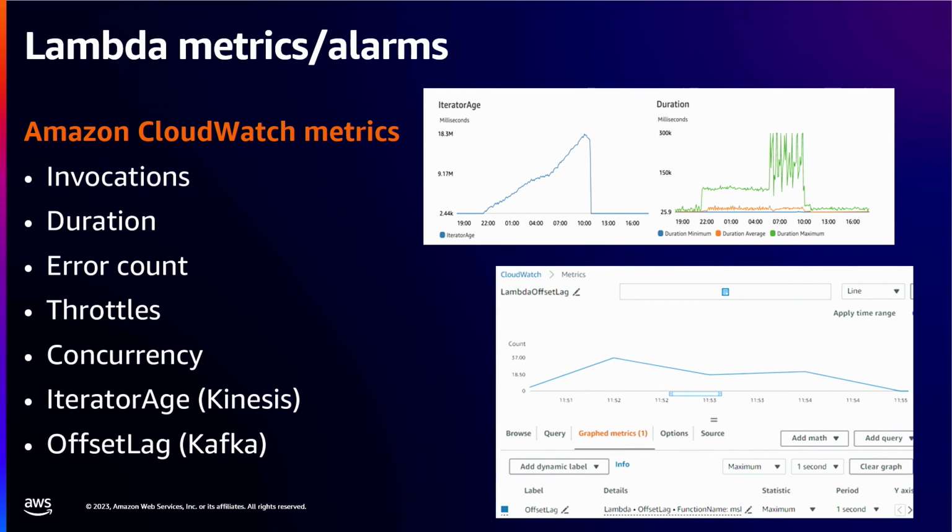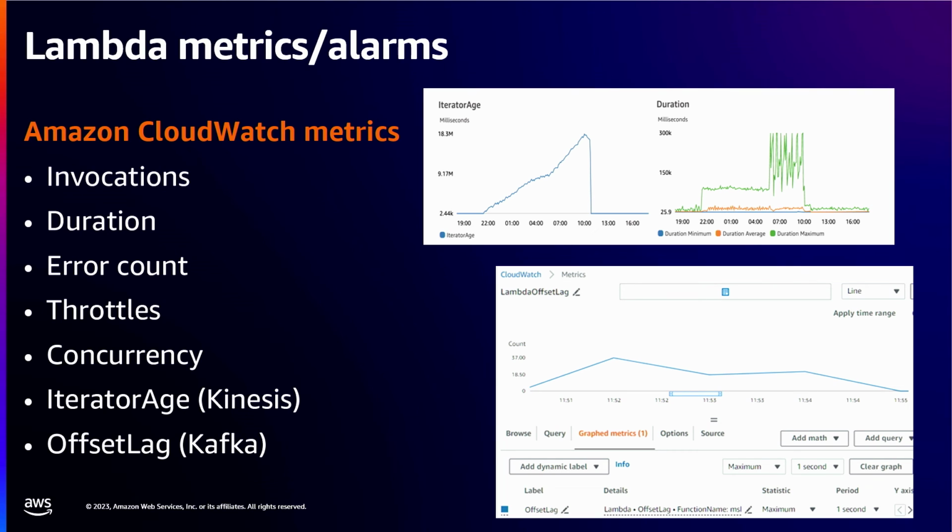On the Lambda side, there are also several useful metrics for monitoring the Lambda function consumers. You can set alarms on errors and throttles when these go over 0, so you can do some investigation. And also monitor spikes in your duration. This may indicate that the consumer is slowing down for some reason, so you can then go and take corrective action. Lambda is then going to emit the iterator age or the offset metric, depending on Kinesis or Kafka, when a function finishes processing the set of records.